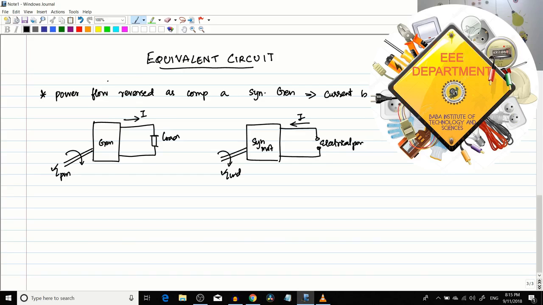Just like any generator, it will have a field circuit and an armature circuit. Let's first draw the field circuit here. Here you have your adjustable resistance R adjust, and this is the actual field resistance, and this is the inductance corresponding to the winding, LF. This is the supply VF, the DC supply.